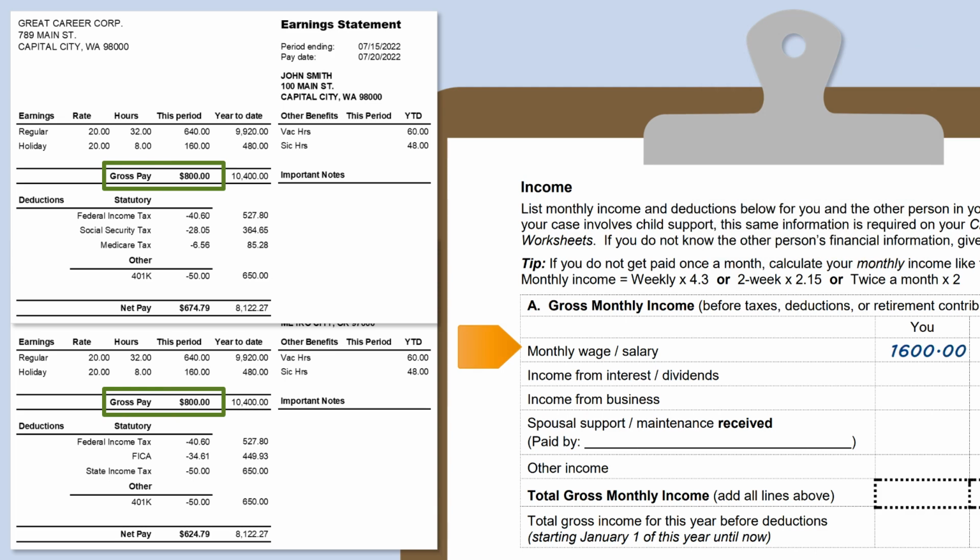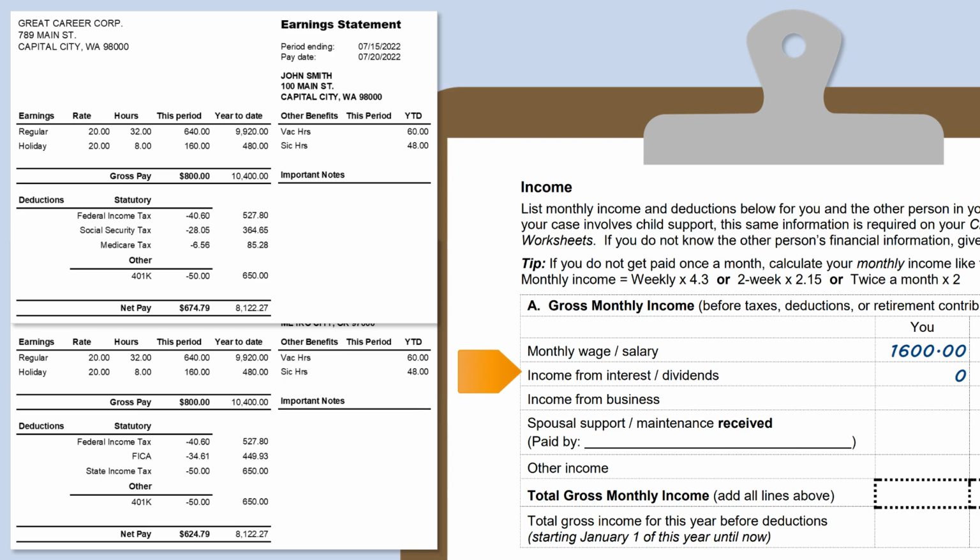Many people get paid weekly or twice per month, so make sure you add up all your pay stubs for the last month. There are also other ways people make money. If you get interest or dividends from a bank account or investments, that information goes here. If you don't get money from those sources, just put a 0.